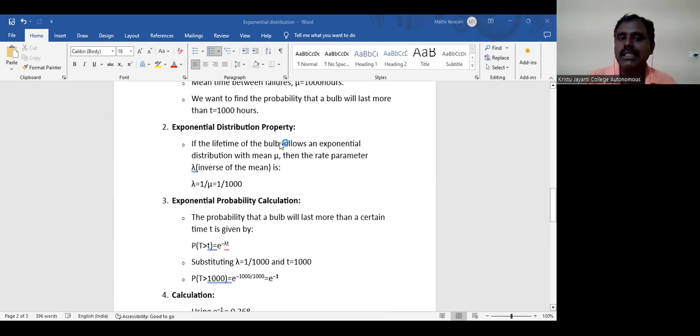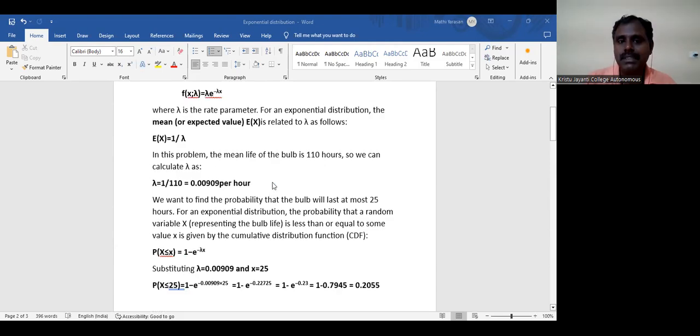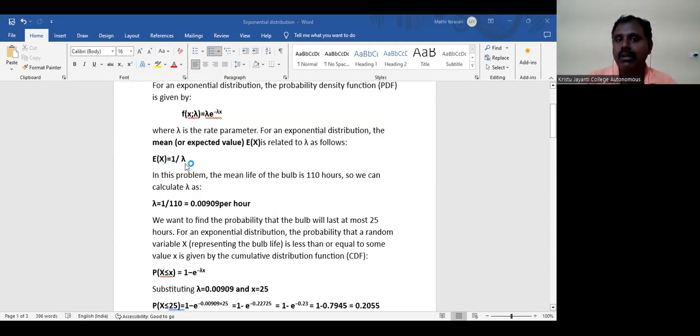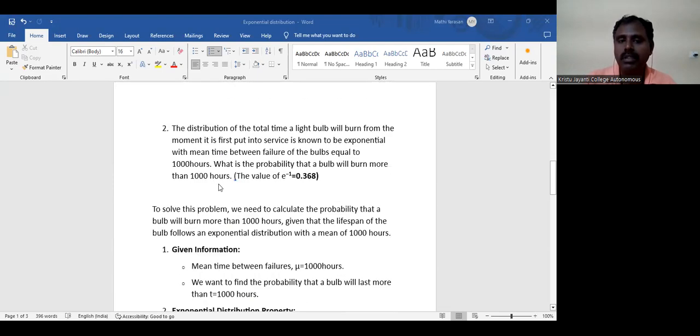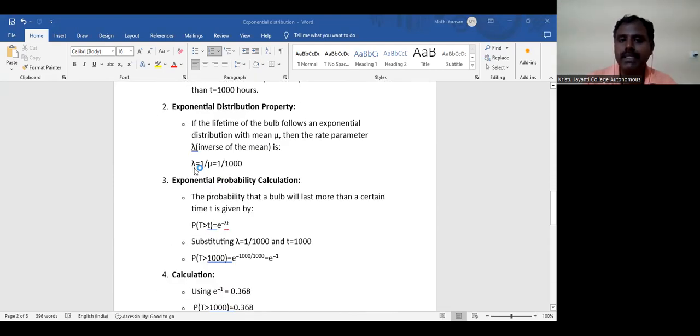Now, using the exponential distribution property, we can write it the same way we did in the previous case. E of X equal to 1 by lambda, so lambda equal to 1 by E of X. In the second problem, E of X will be represented by mu, that is what they have given here. So lambda can be written as lambda equal to 1 by mu. So 1 by 1000 you have to put. This step you already understood, no?